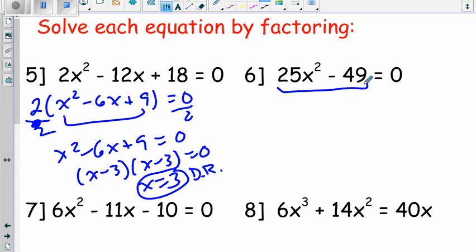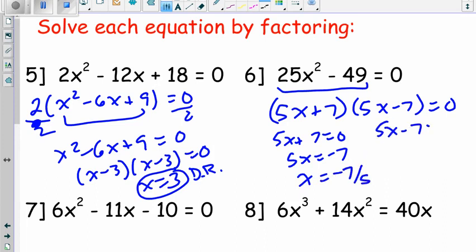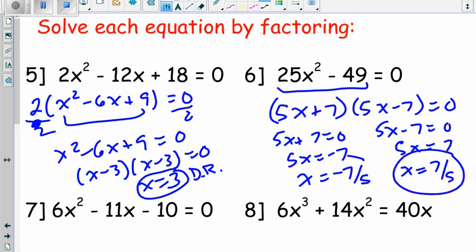This one appears to be the difference of 2 squares because 25 is a perfect square, x squared is a perfect square, and 49 is a perfect square separated by subtraction. So I'm going to get 5x plus 7 and 5x minus 7. And we're going to need to set each of those equal to 0, so I get 5x plus 7 equals 0. So 5x equals negative 7. So x equals negative 7 over 5. And then on this one, 5x minus 7 equals 0. 5x equals 7. So then x equals 7/5. So I have a positive and negative component for both of those. Those are the solutions or the roots, like that.